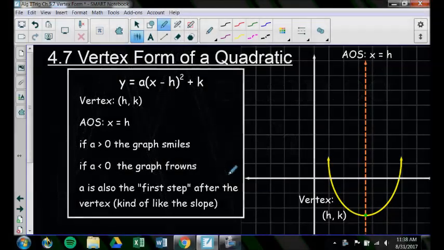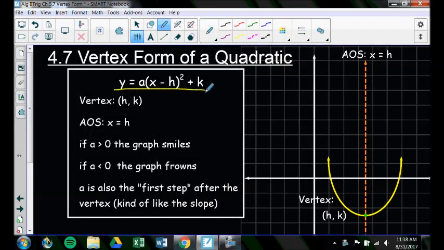Let's talk about vertex form of a quadratic. Vertex form is a new form to write a quadratic in, y equals a times x minus h squared plus k, that gives us a different set of information than standard form did. You remember standard form was y equals ax squared plus bx plus c. And the only thing it really told us right off the bat was the y-intercept is at c, and if the graph is pointing up or down with the a value.